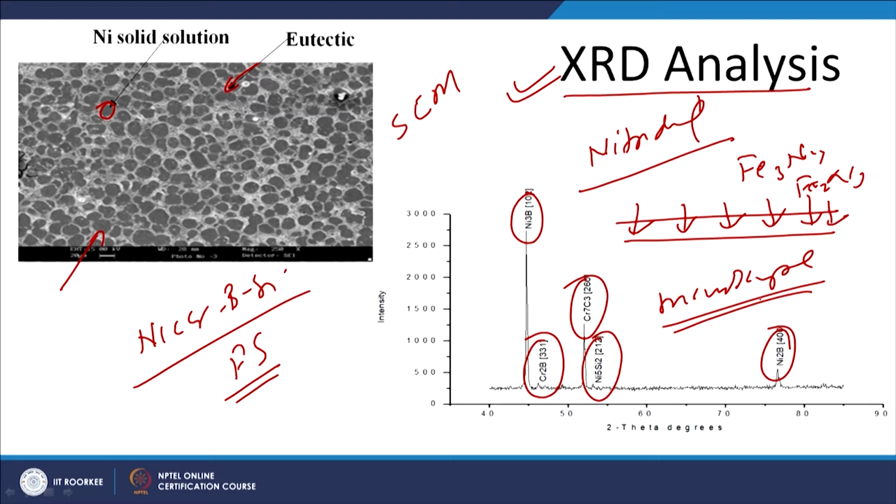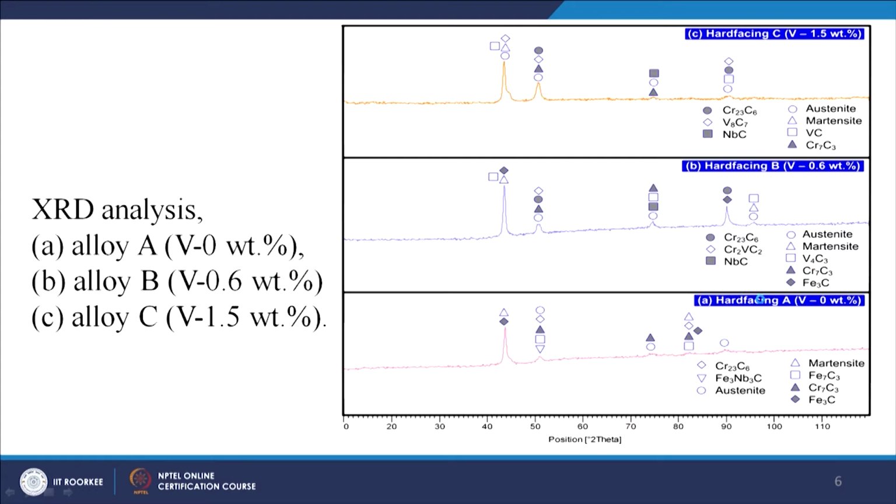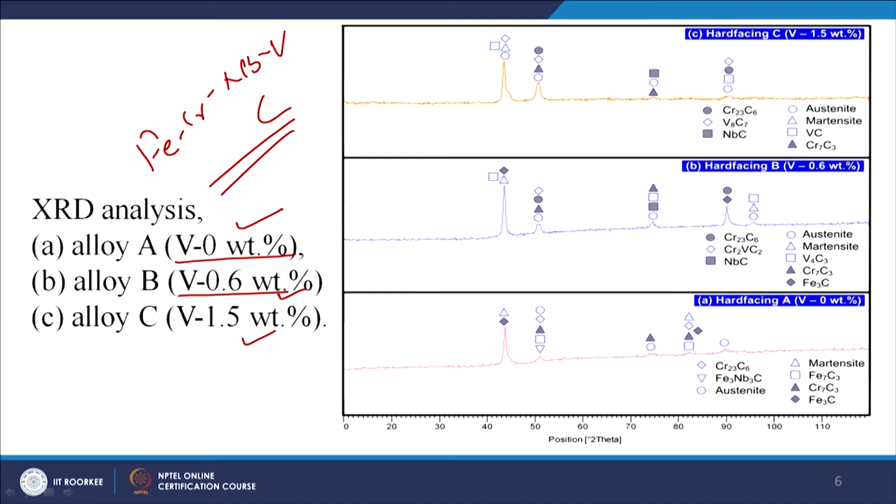Similarly, we can find the borides, the types of the borides and their relative amounts through the XRD analysis and the metallography of the component. In this case, like say iron, chromium, niobium, vanadium, carbon system whose weld surfacing was developed by varying the vanadium concentration. In case A, the vanadium concentration was 0. In case B, the vanadium was 0.6% and then vanadium was added to 1.5%.